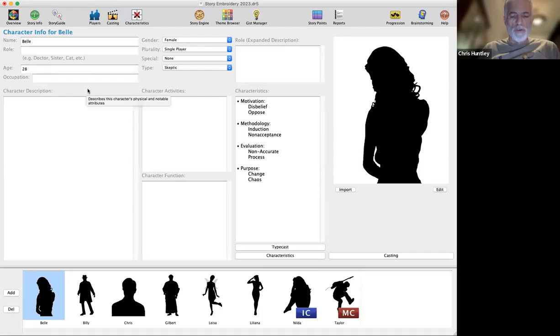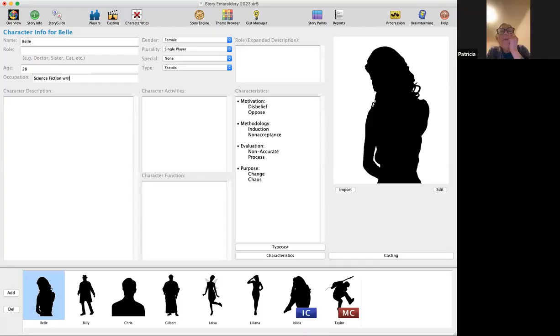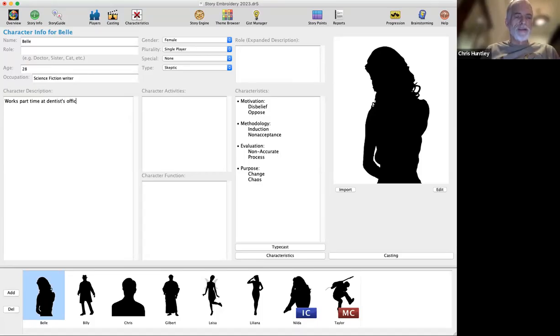Okay, what kind of occupation? What would you like your character to be doing for a living? Could she be a science fiction writer? Sure, if you say so. So she's a science fiction writer. And she probably works part-time at the dentistry like all writers and actors. Okay, excellent. So we know a little bit about Belle, what her occupation is, and a little bit about her part-time work.